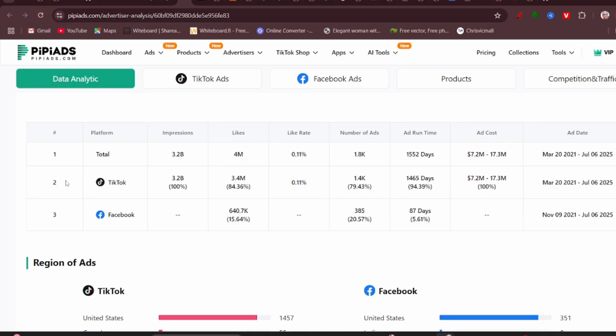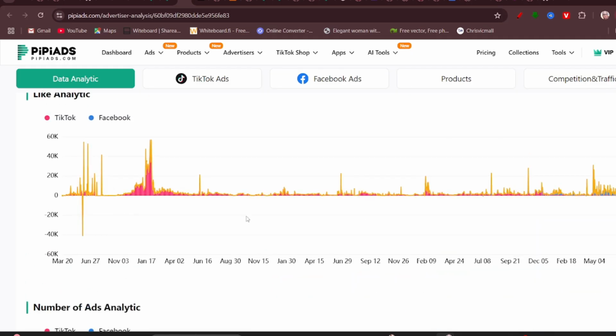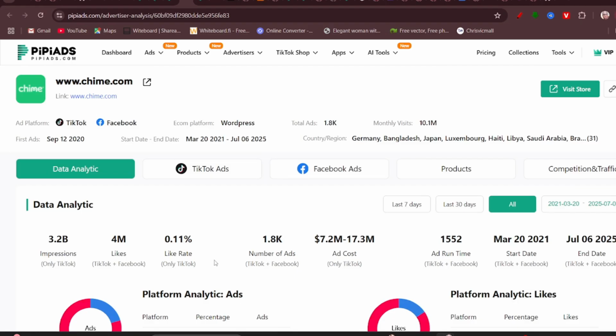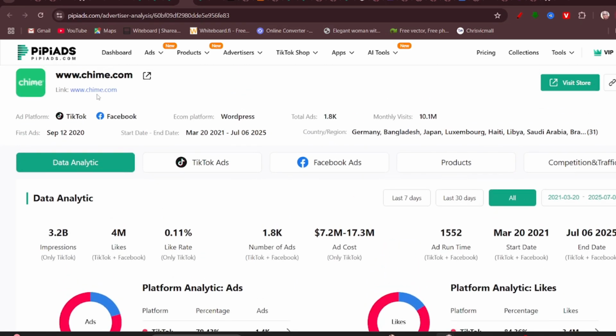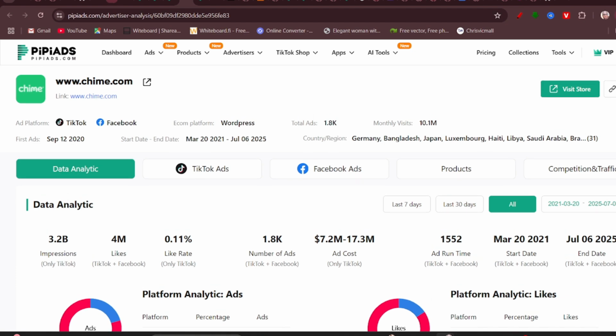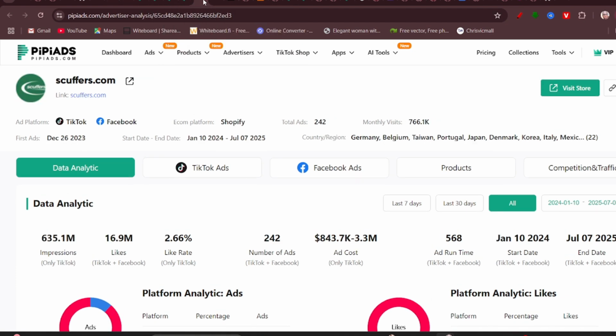You come here, you see the platform they are on. They have impressions on TikTok, but don't have data for Facebook. And they have the likes. But this is what I want to see. What we simply need to do is click on the website and go check it out. If there's something you can mirror, something you can adapt and use, then by all means go ahead. The next one, we'll try to check another website, another platform.